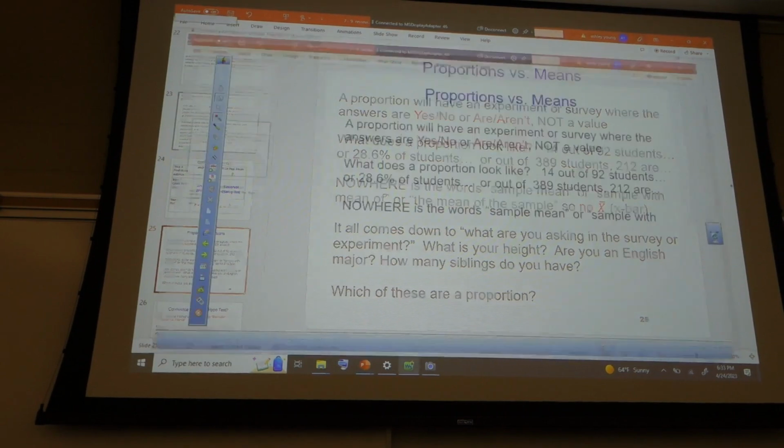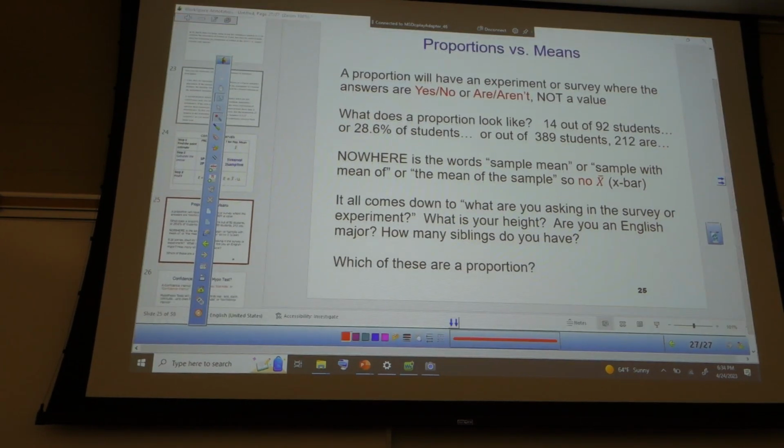Proportions versus means. Mustafa, go ahead and read. Proportion will have an experiment or survey where the answers are yes/no or are/are not a value. What does the proportion look like? 14 out of 92 students, or 28.6% of students, or out of 389 students, 212 are. Does that make sense to folks? That's what it looked like in a problem.